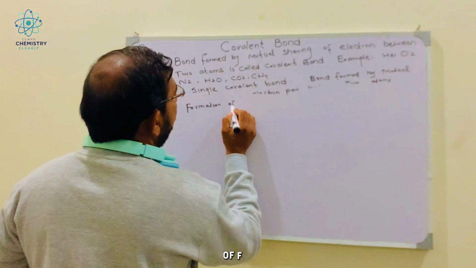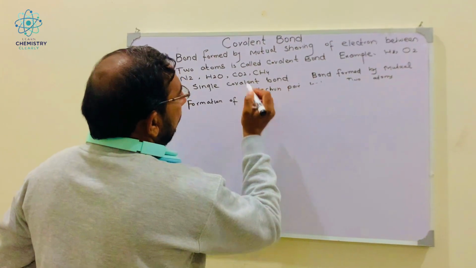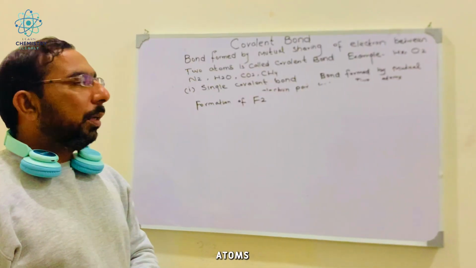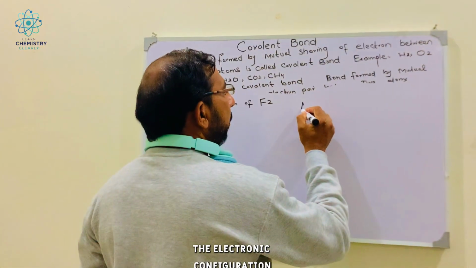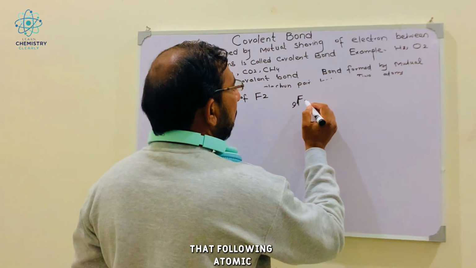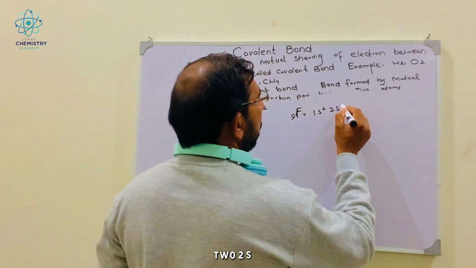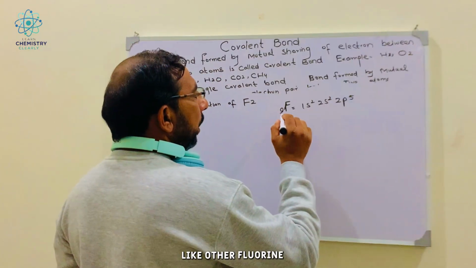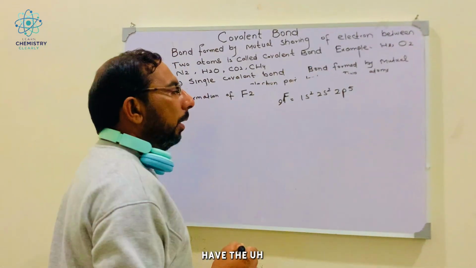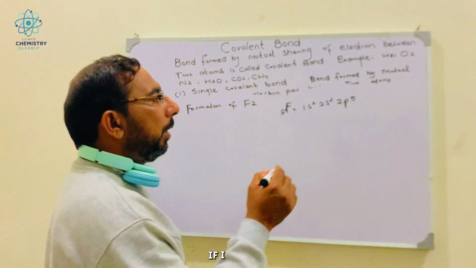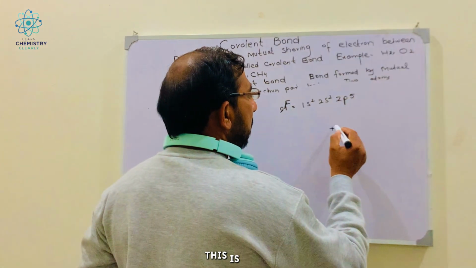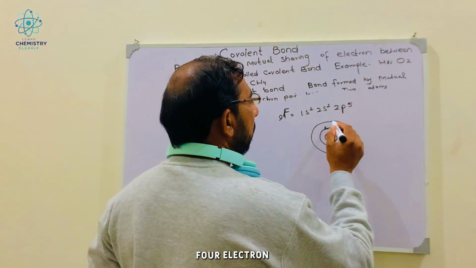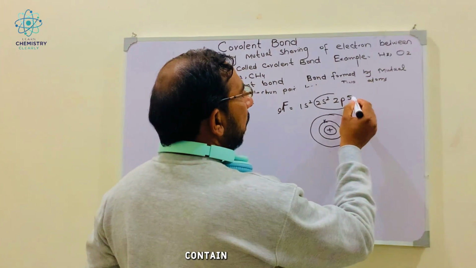of F2 molecule like this. Now in this F2 molecule there is a single covalent bond between two fluorine atoms. If I write the electronic configuration of fluorine, you know that fluorine atomic number is 9, 1s2, 2s2 and 2p5. And like other fluorine atom, this will also have 7 electrons in its outermost shell. If I draw its atomic structure, this is the duplet, K shell and L shell. Like you know, K shell contains 2 electrons and L shell contains these 7 electrons.